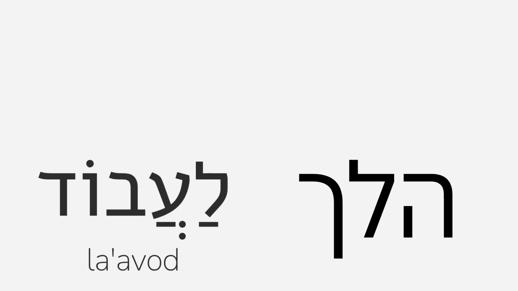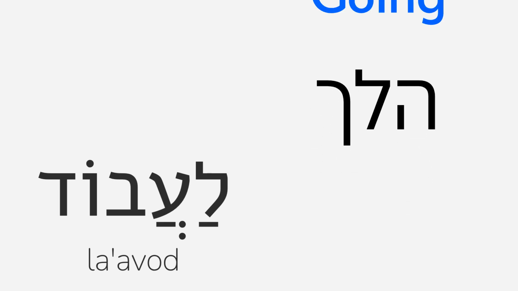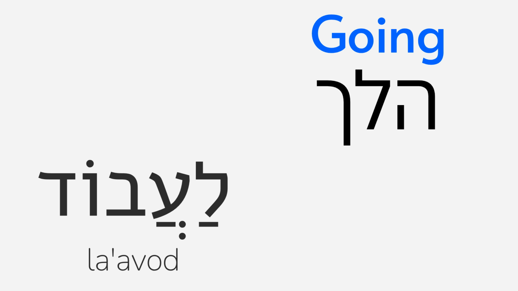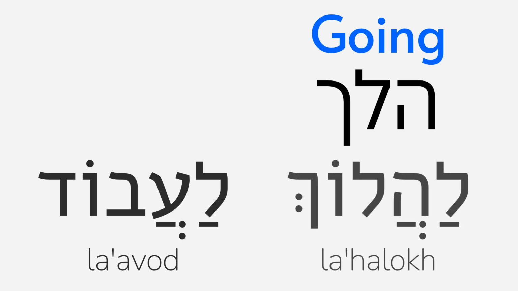Roots beginning with hey work the same way as roots beginning with ayin. They'll have the same structure as la'avod, to work. We already know the root hey lamed kaf, which means going. We can put this root in an infinitive with the same vowels as la'avod to get lahaloch.